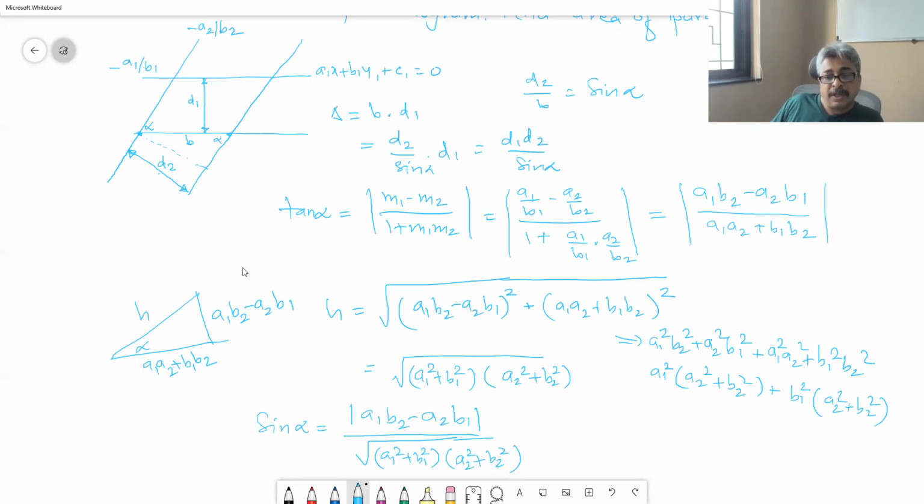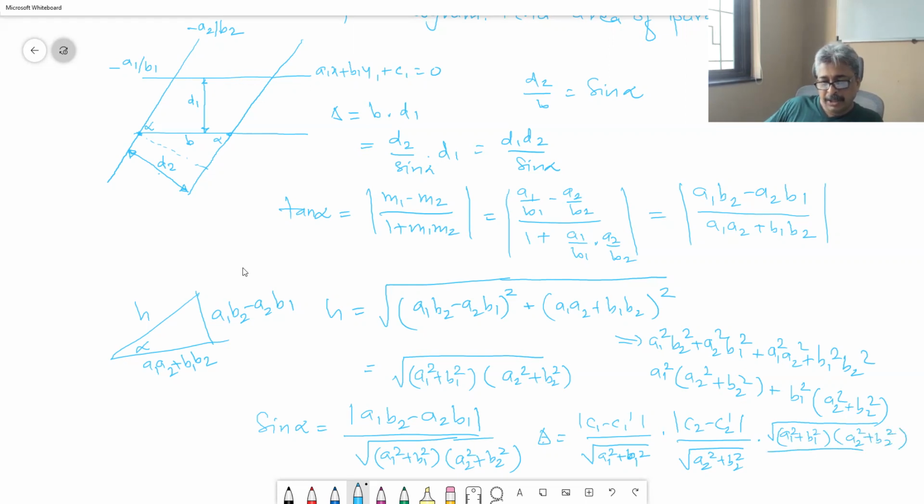Okay, and therefore what is now the distance? So delta is equal to distance d1. d1 is c1 minus c1 dash upon radical a1 square plus b1 square, into c2 minus c2 dash upon radical a2 square plus b2 square, into 1 upon sine alpha. So these two brackets go in the numerator, root of a1 square plus b1 square, a2 square plus b2 square. They go in the numerator, and in the denominator you end up getting a1 b2 minus a2 b1.